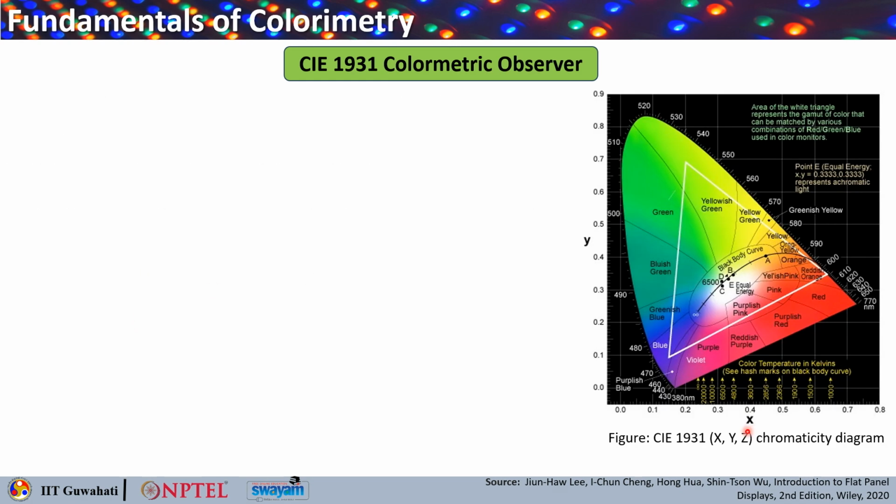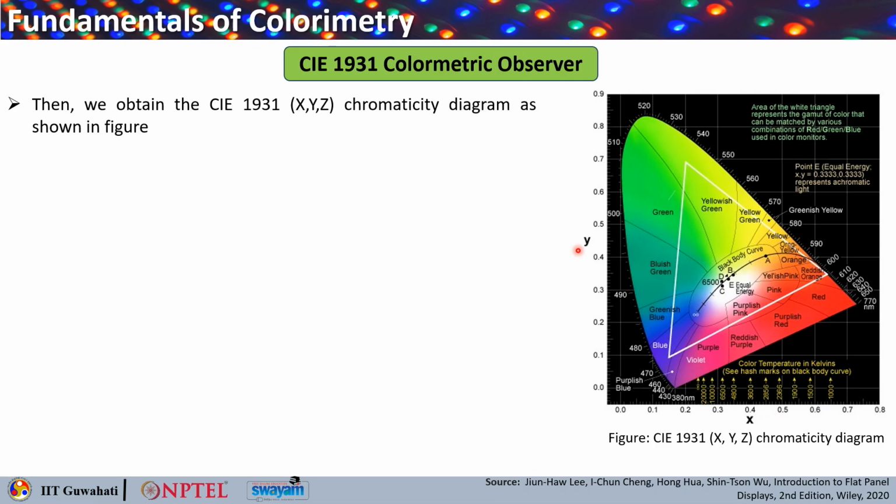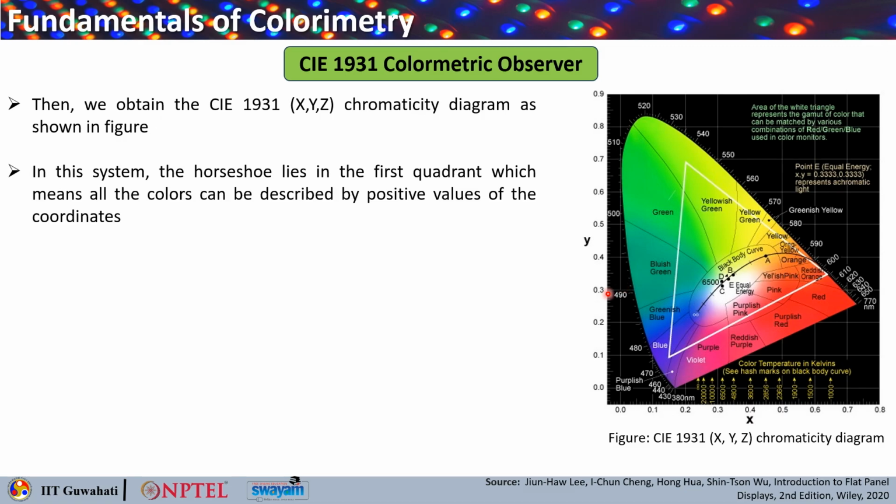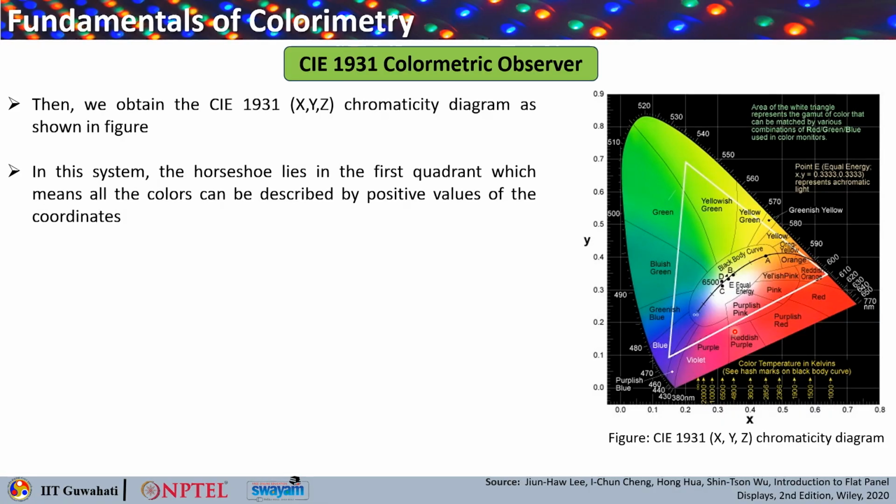So, what happens? You have now transformed to small x and small y. Z will be related again. That way, both the values are now positive. You can see the small x goes from 0 to 0.8 and the y value goes from 0 to 0.9. So, you obtain this CIE 1931 XYZ chromaticity diagram, which is shown here. In this system also, the chromaticity diagram looks like a horseshoe that now lies in the first quadrant, which means all the colors can now be described using positive coordinates.